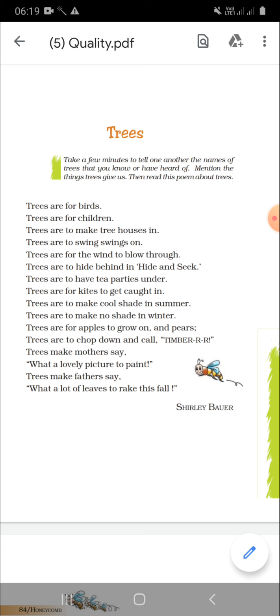Trees are for the wind to blow through. Trees are to hide behind in hide and seek. Trees are to have tea parties under. Trees are for kites to get caught in.